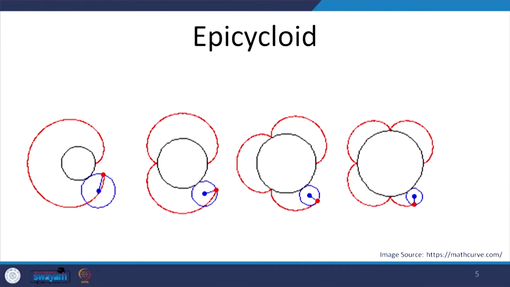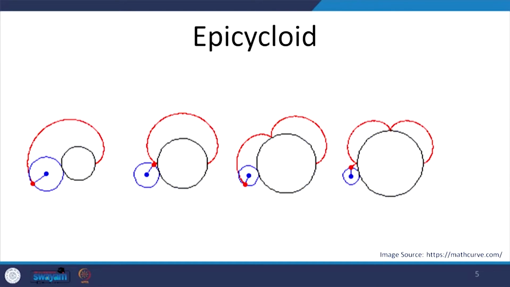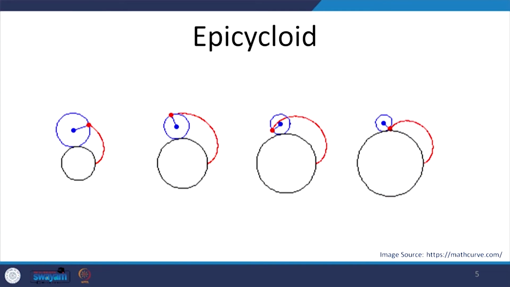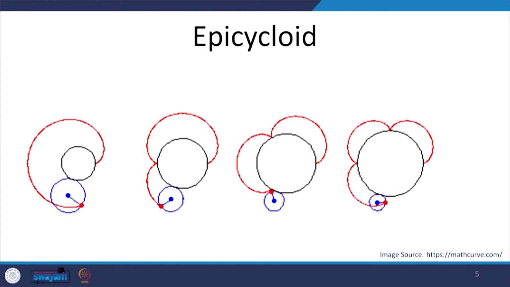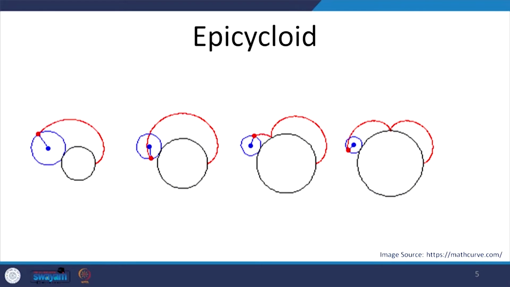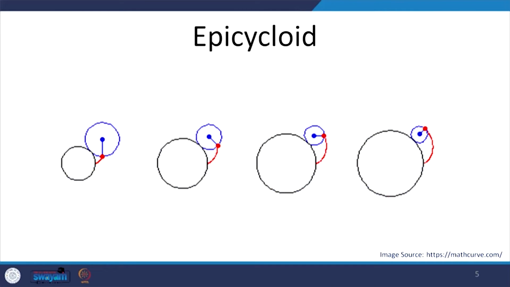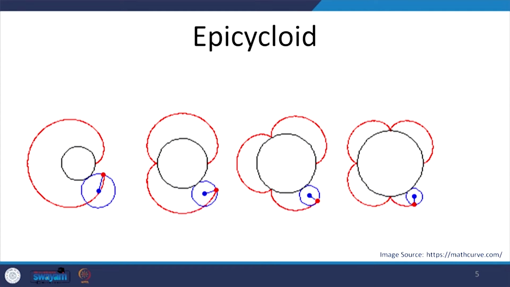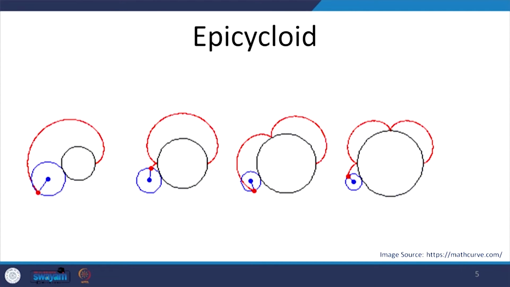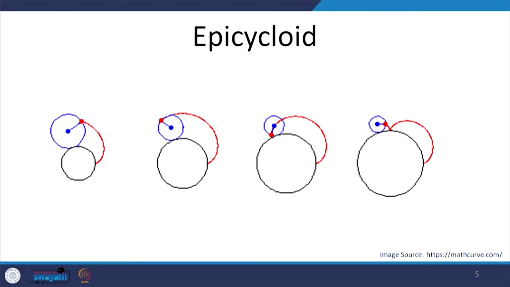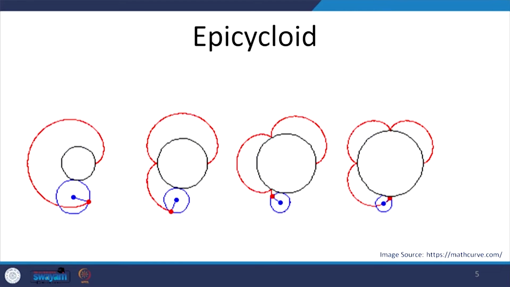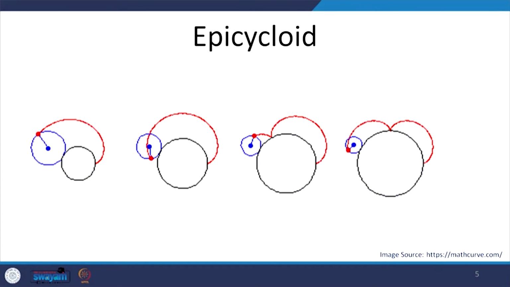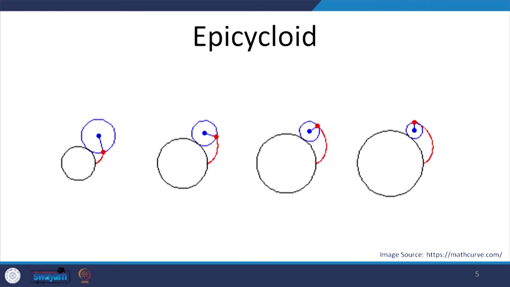So, let us look at how an epicycloid will be created. Now, in all these 4 figures on the screen, we have an inner circle represented in black, which is the path for the moving circle, shown in blue. Depending upon the size of this moving circle in relation to the path, we will get different types of epicycloids. If you look at the shapes, they are very similar, but depending upon the proportion of these 2 circles, the trace would change.